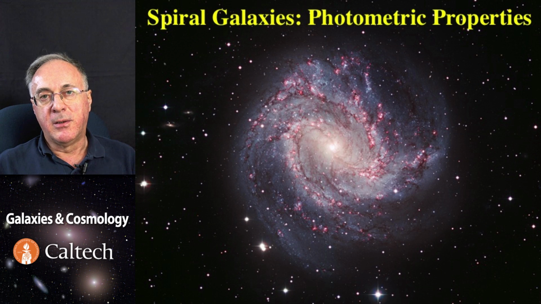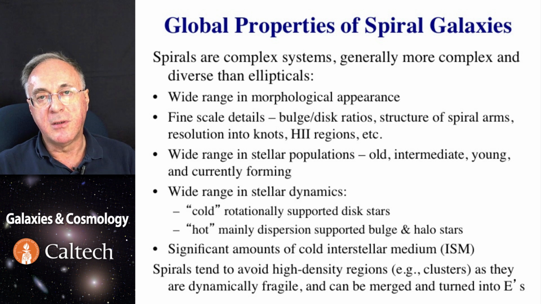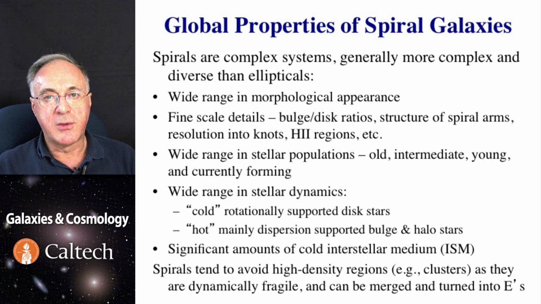Let us now take a look at the structural or photometric properties of spiral galaxies. First, about spiral galaxies in general. They do have a lot of diversity in their structure and components. First of all, there is the degree to which their spiral arms are prominent, which was, of course, the basis of Hubble classification, as well as the ratio of bulge to disk.